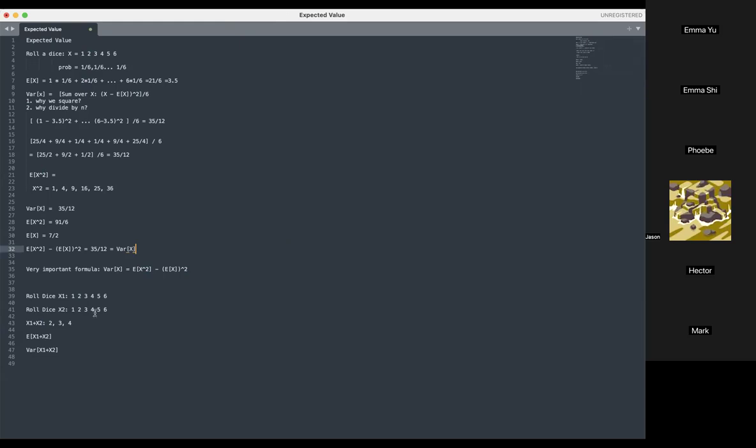Wait. I mean, what's the probability of x1? So what is the probability of x1 and x2 when they sum to 2? What is the probability of this? You can actually calculate this. 1/6. Wait, no, 1/36. And why?